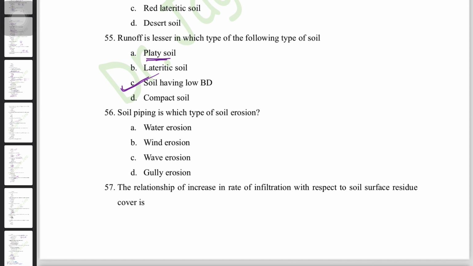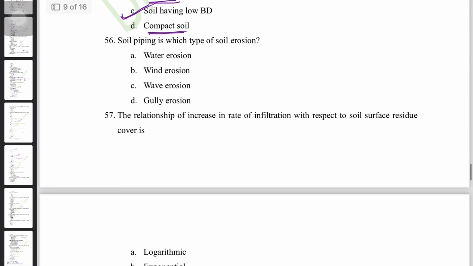But in platy soil, this is the worst physical condition or worst structure you can find. So in platy soil, there is less infiltration, more runoff will happen. Lateritic soil, less porous, more runoff. Even in compact soil, there will be more runoff. So soil having low bulk density has lesser runoff.